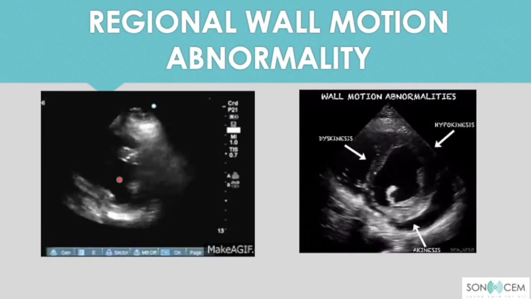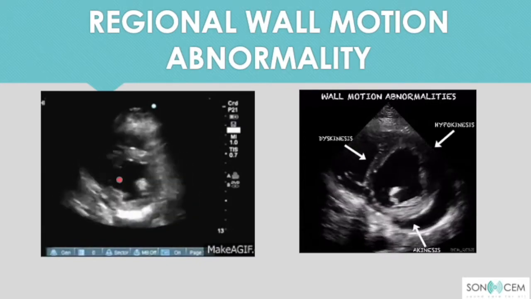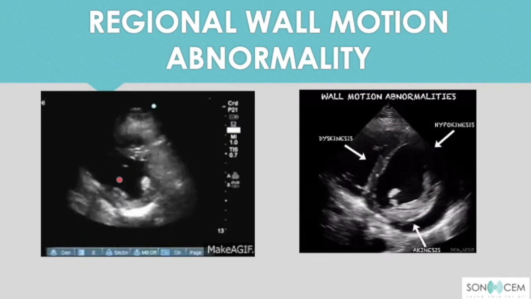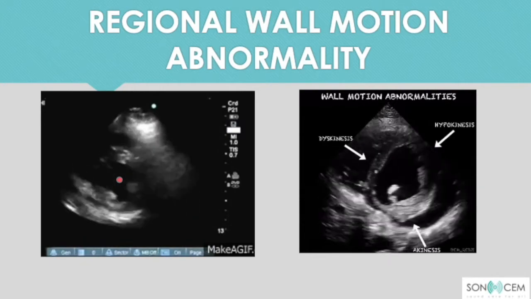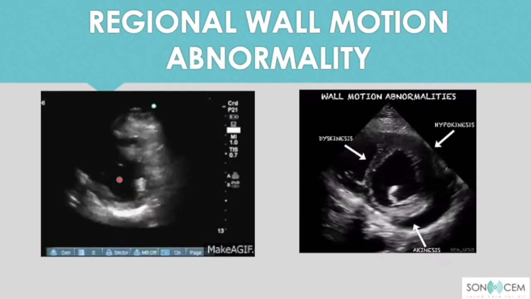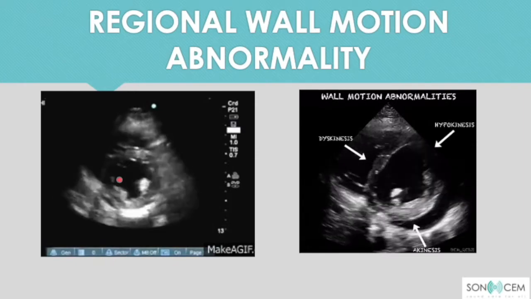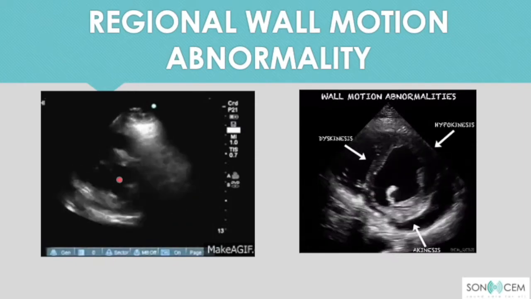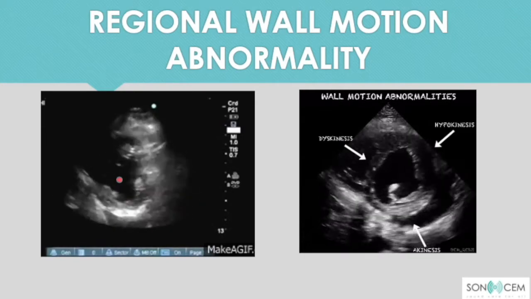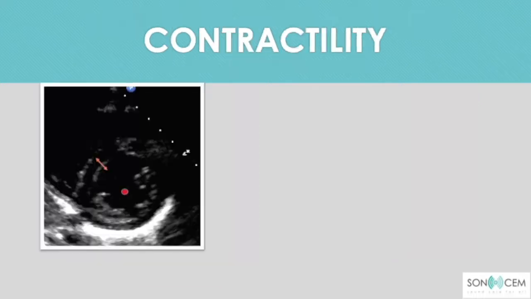Okay, how about the left side of the screen? As you put your finger in the middle, you can see which one is the hypokinetic region. If you train your eyes, you can see there is a hypokinetic region over the anterior wall.